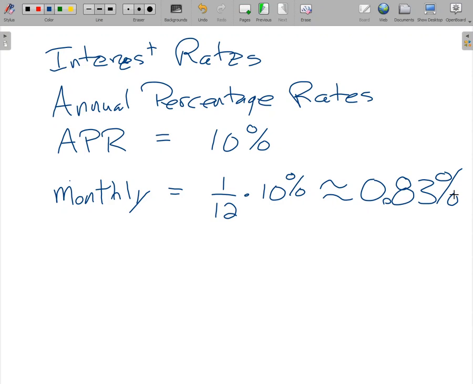Now, does it seem reasonable that this is less than 1%? We had 10. We split it up among 12 months. Shouldn't we get less than a whole for each month? So that's a reasonable answer. So we get about 0.83%.